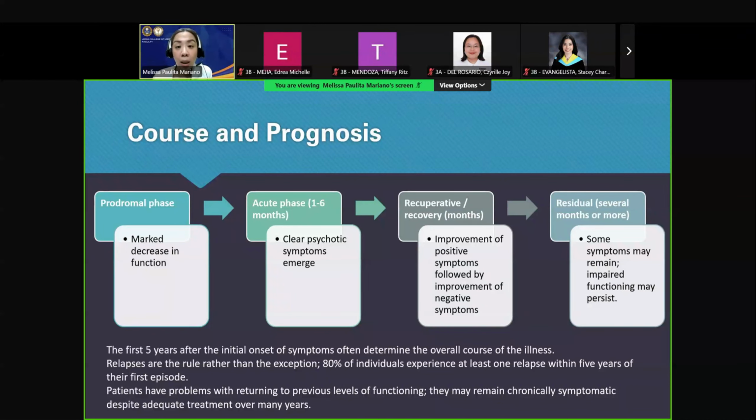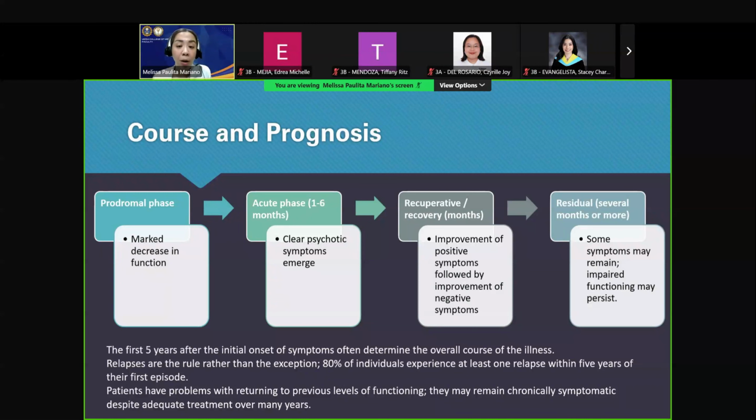And with adequate treatment, the recuperative or the recovery phase follows, and this can take months to years. There can be improvement of the positive symptoms, followed by the negative symptoms. Normally, the positive symptoms will improve first, followed by the negative symptoms. And finally, the residual phase, where symptoms could still remain and impaired functioning could persist. The first 5 years after the initial onset of symptoms often determine the overall course of illness. So we really want to promote early intervention.